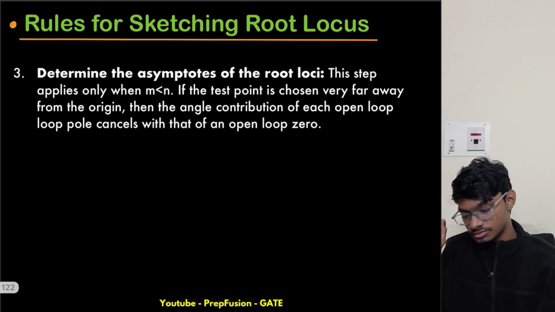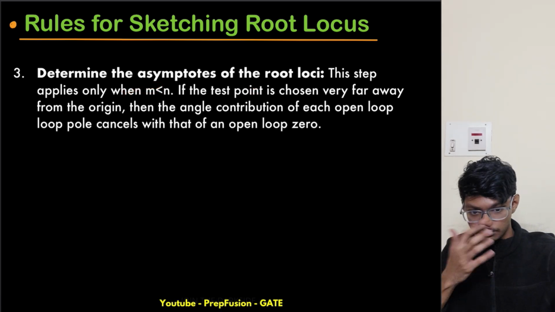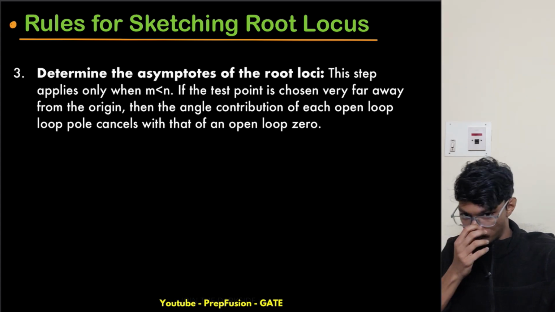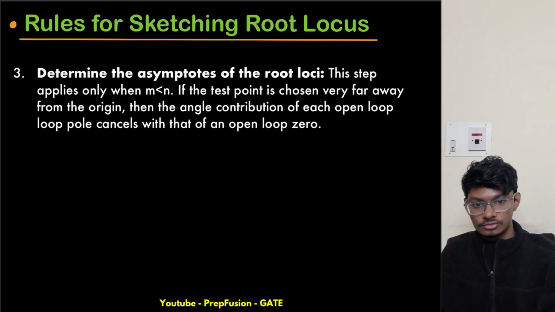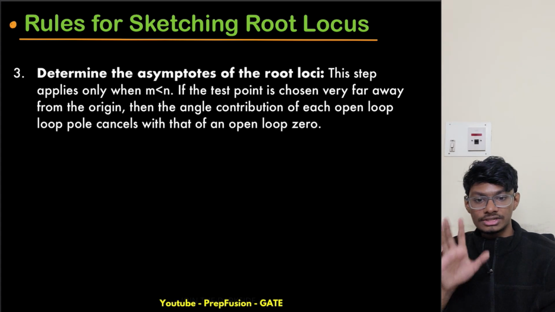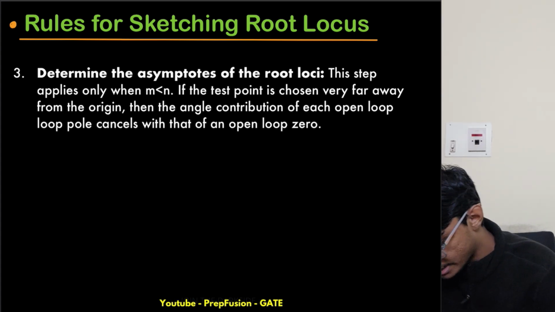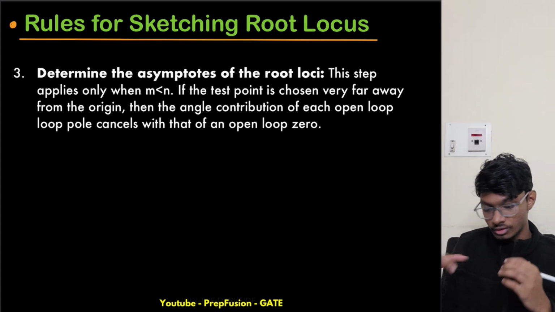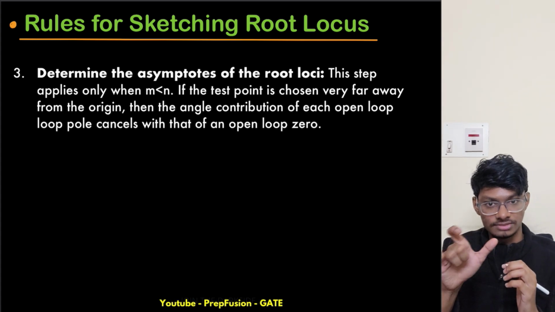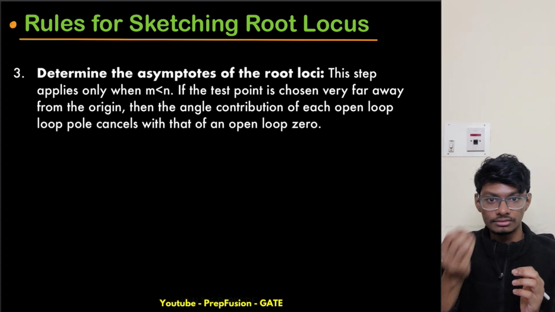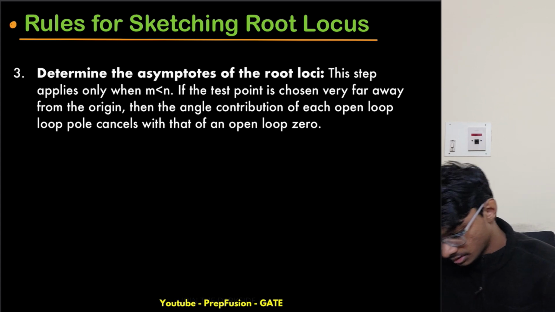Next, we have to determine the asymptotes of the root loci. What does asymptote basically mean? Asymptotes indicate the trace of my closed loop poles as my test point goes to infinity, or asymptotes indicate the trace of the virtual zeros. I'm just telling you the meaning of asymptote, not the rule. We will understand once we solve one example.